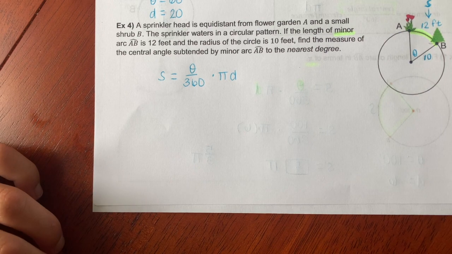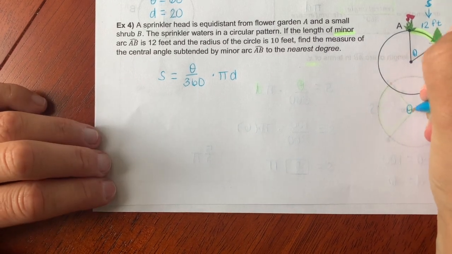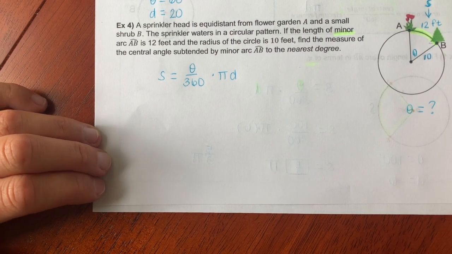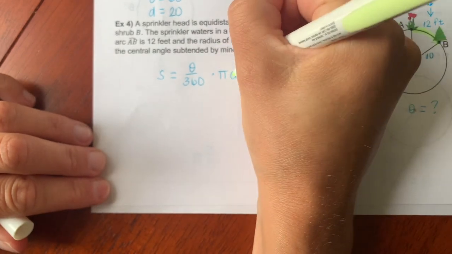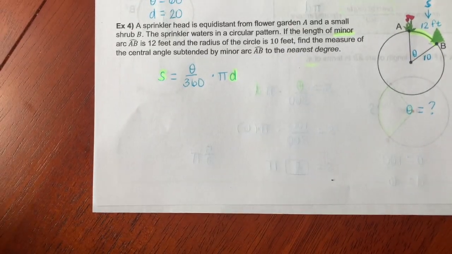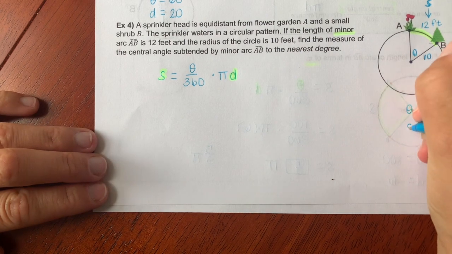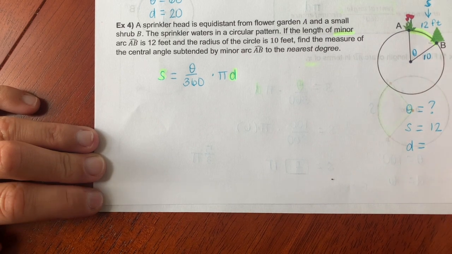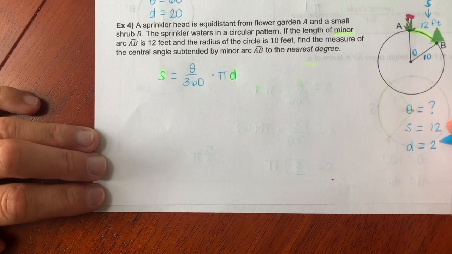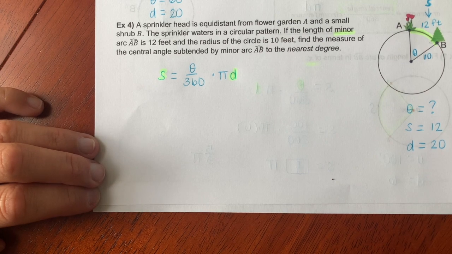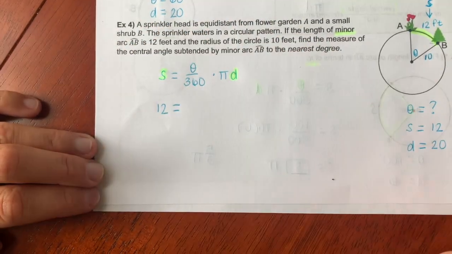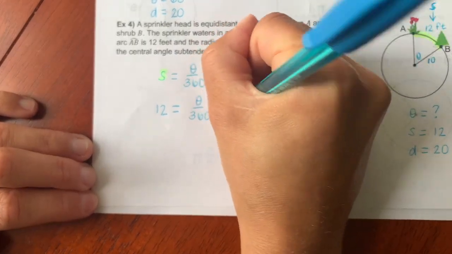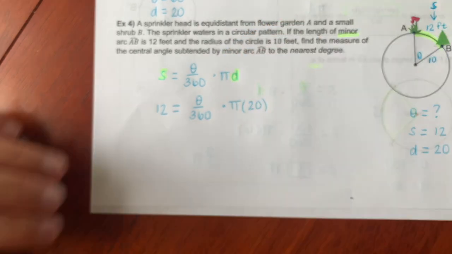Now it's a matter of what you're substituting in. Normally we would look at our central angle, but we don't know what that is in this case. That being said, because that's the piece we're solving for, now these are the two pieces we have to substitute in. Our arc length, which they gave us as 12. Our diameter we can get from our radius. If our radius is 10, our diameter is 20. Substitute 12 into arc length. Theta is what we're solving for. Pi times the diameter of 20.